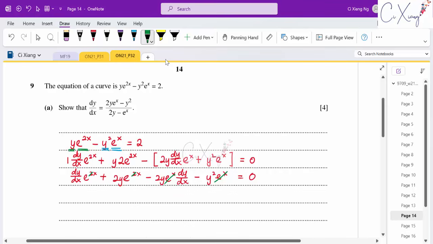Okay, and then what I should do now is bring all the dy dx to the other side. So these are the terms without the dy dx, I just keep them first. Then equals to all the terms with dy dx, which I will now bring to the other side. So I'm having 2y dy dx, then minus e power x dy dx. Then factorize out the dy dx.